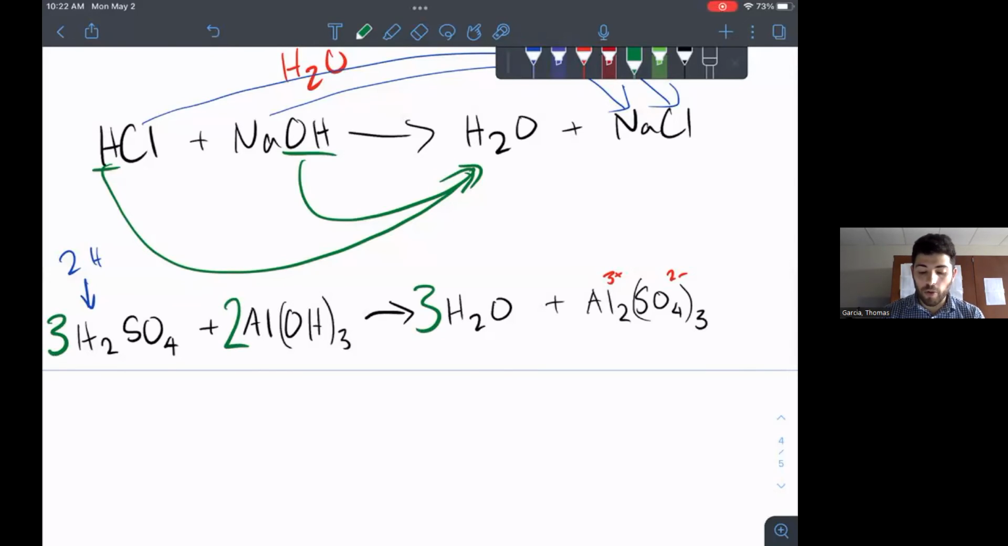So even though you know you're going to be producing your water and your salt, you still want to make sure you stay true to all standard chemical equation practices.